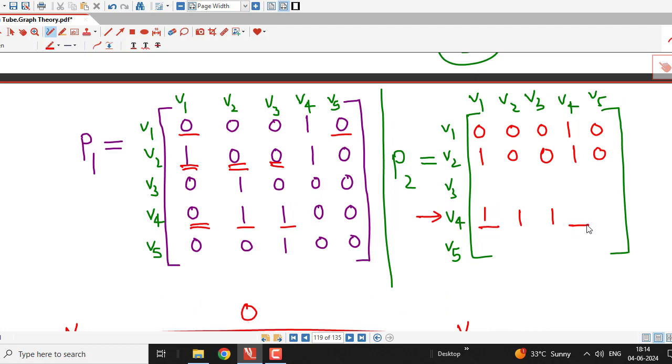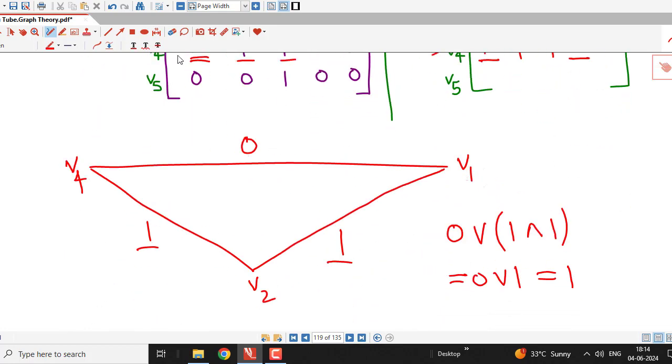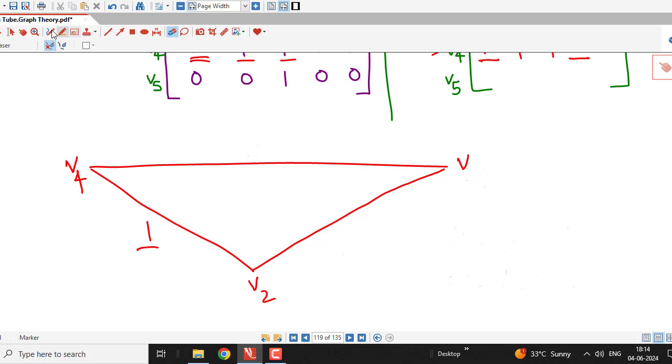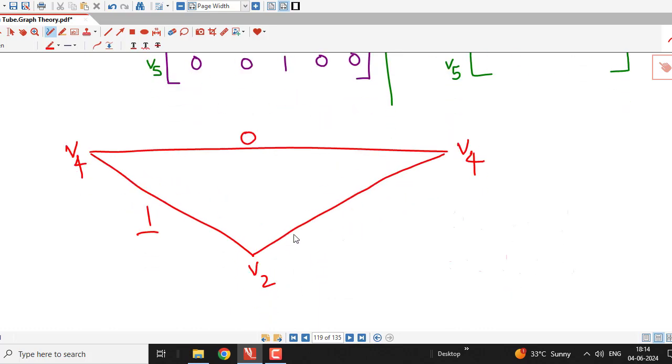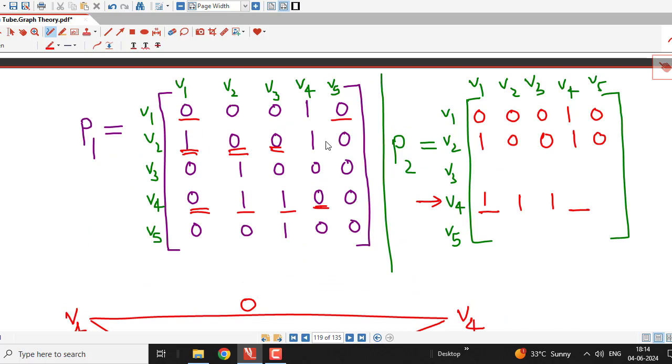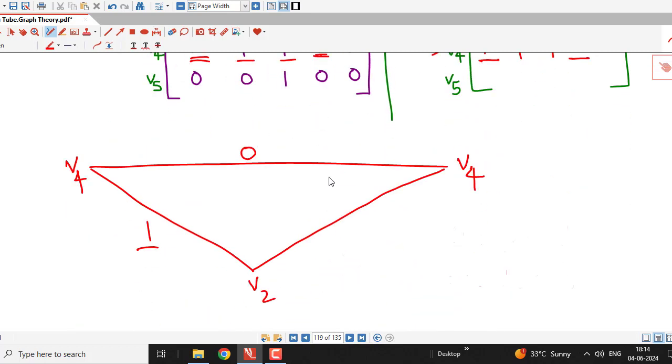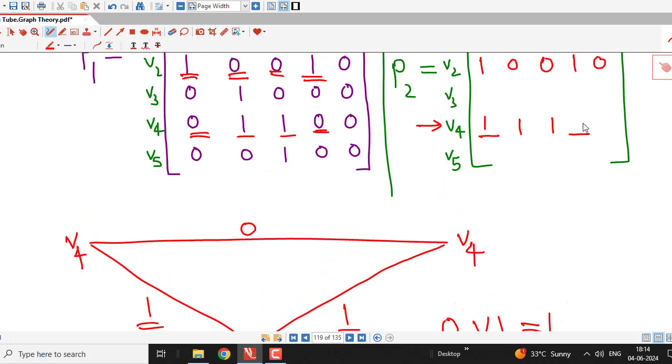Similarly, I can check for V4 to V4. So for that I have to remove these entries. Suppose I am writing for V4 to V4, then V4 to V4 is 0. We can see here V4 to V4 is 0. And what is V2 to V4? So V2 to V4 is 1 here. And therefore we have 0 or (1 and 1). That is 1, and therefore this becomes 1.